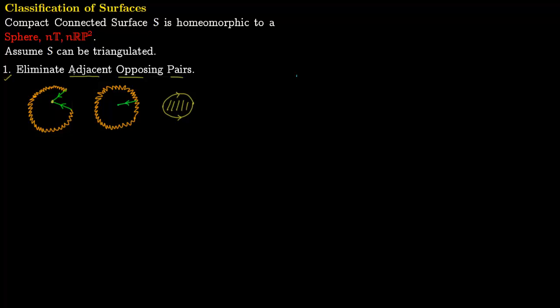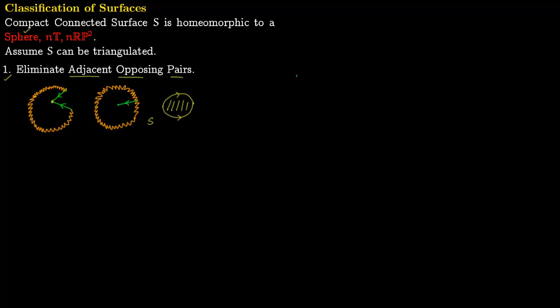If all you have is just these adjacent opposing pairs and you encounter no problem, you keep identifying, what you will get is a sphere. In the end, you will get something like this, and this will give you a sphere, and you are done. So your compact connected surface in this case would be a sphere. So suppose somewhere you get stuck, you do not have any more adjacent opposing pairs. Then you go to step 2.